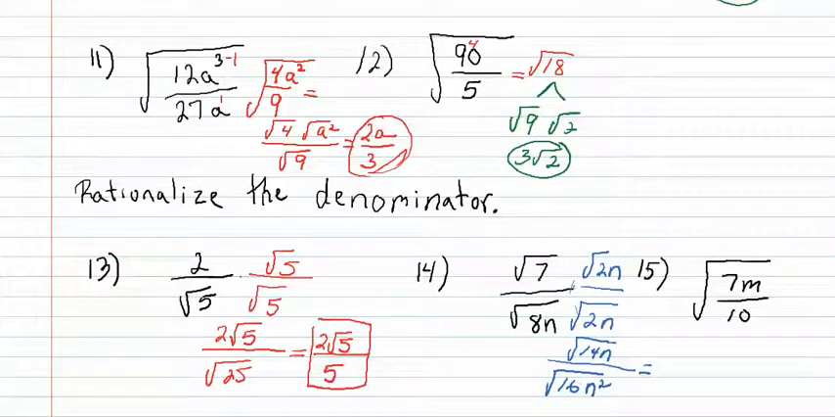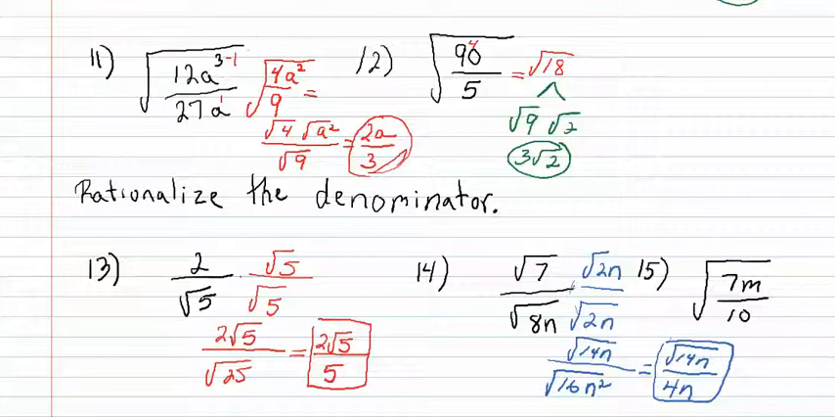Okay, now at the bottom, square root of 16 is 4. The square root of n squared is just n. And at the top, I have square root of 14n. Okay, and then I look at 14 and I ask myself, can I take a perfect square out of 14? It's 1 and 14, 2 and 7, no, and there's no perfect square there. So therefore I've got my final answer. Radical 14n over 4n. So that's my answer there.